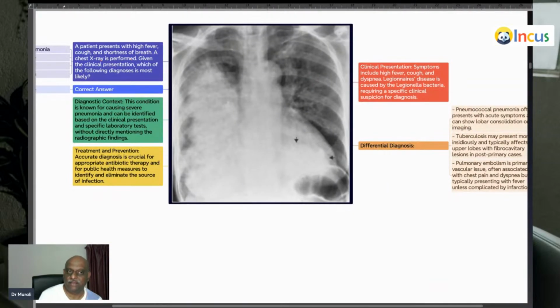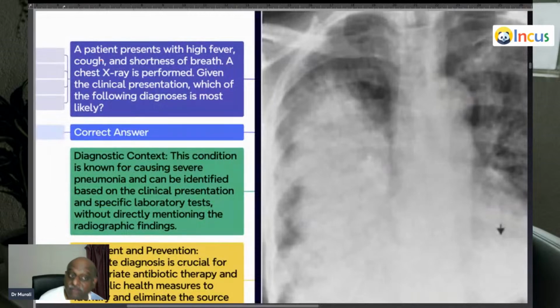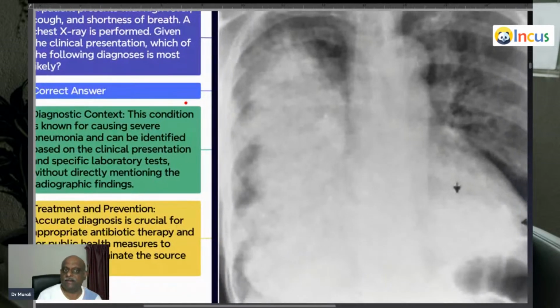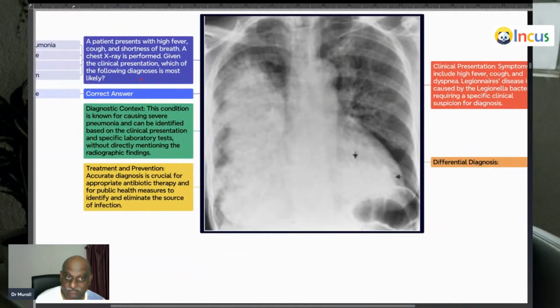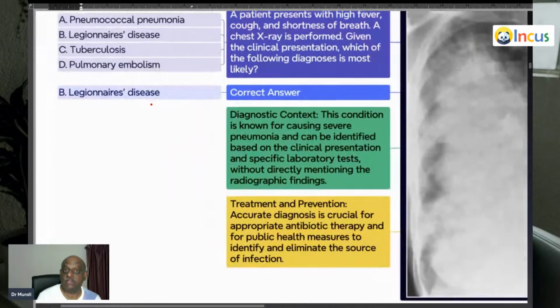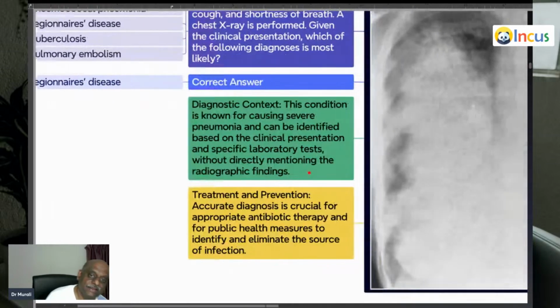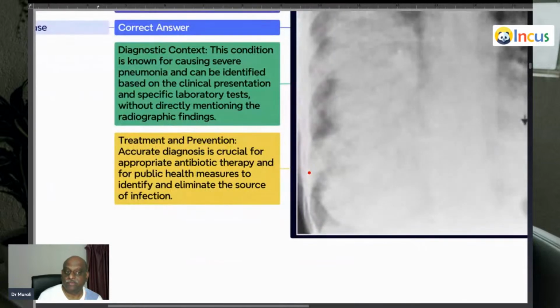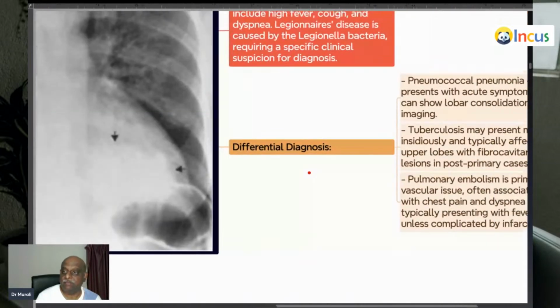A patient is having high fever, cough and shortness of breath. A chest X-ray is being done. High fever, cough and shortness of breath. What is your diagnosis? It is Legionnaires. So it requires appropriate antibiotic therapy.